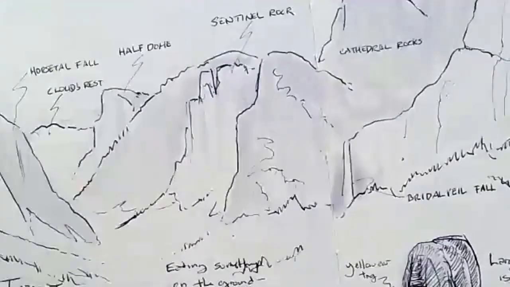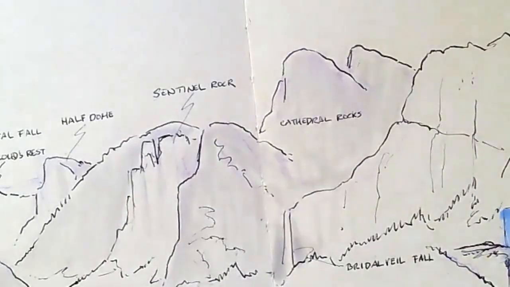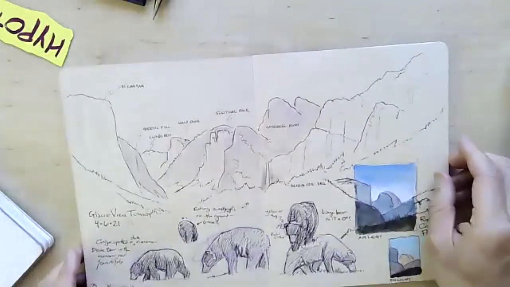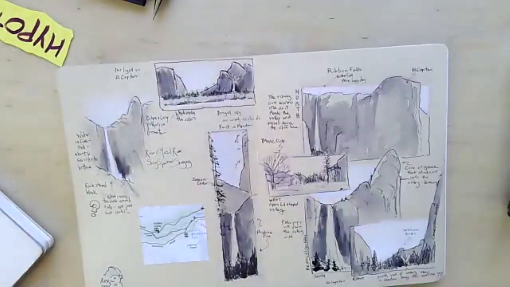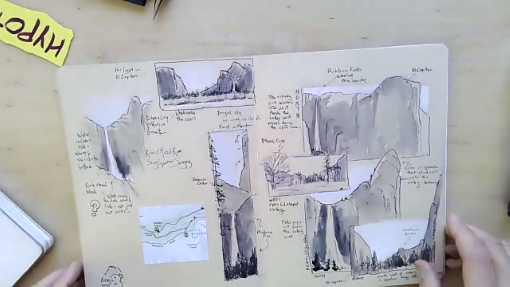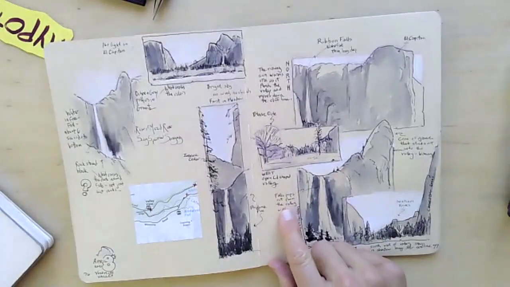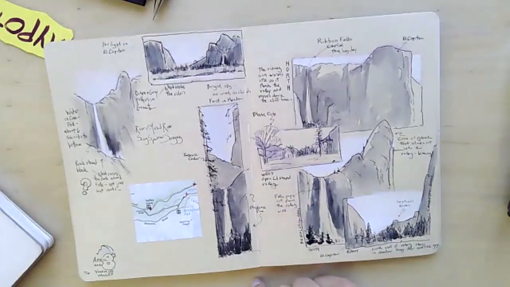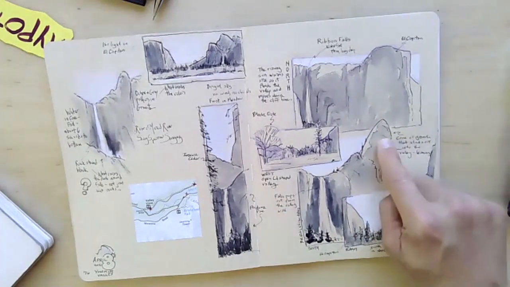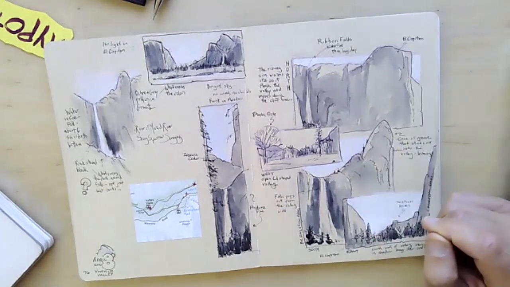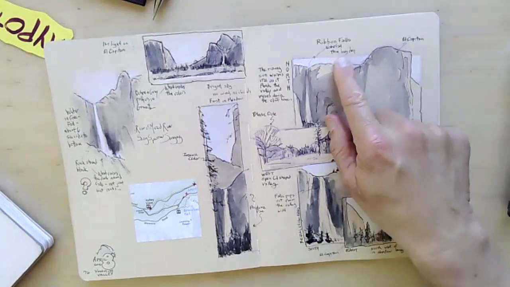All right, so here, it's mostly labels. I was interested in what's what, who's who out here. But sometimes, right here, the falls pop out from the valley wall, right? A cone of granite that sticks out into the valley, leaning. Right. So Ribbon Falls: thin, long, deep.